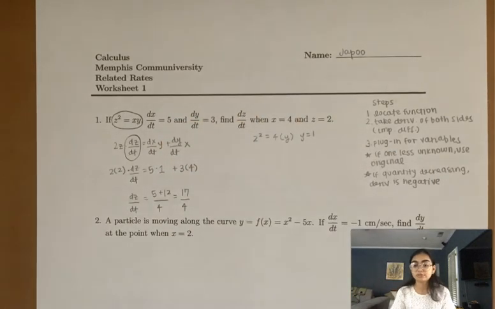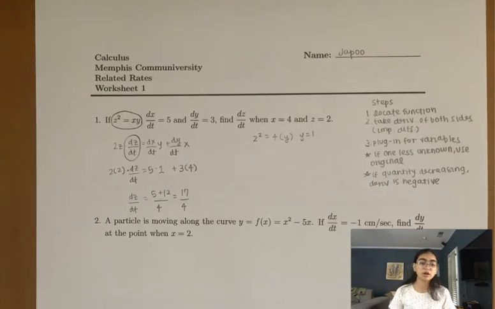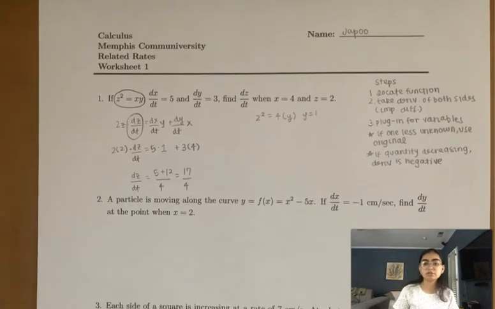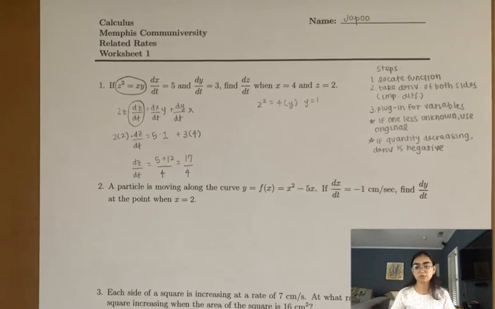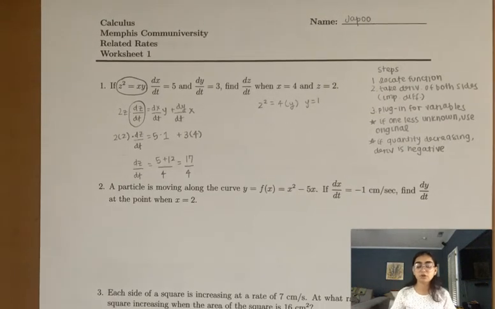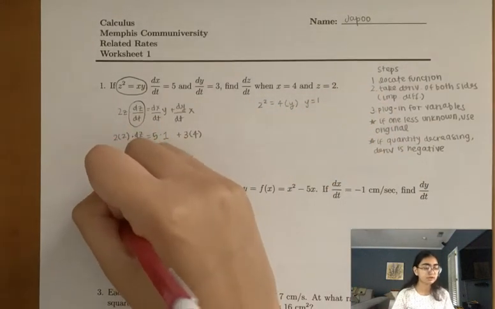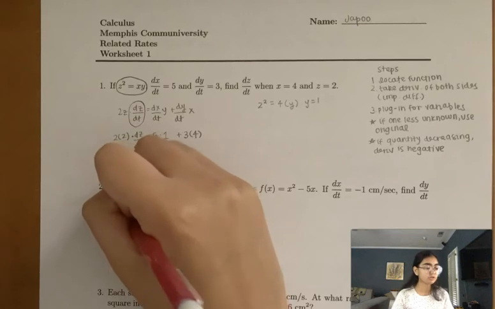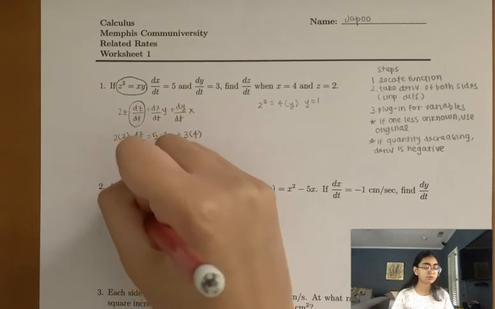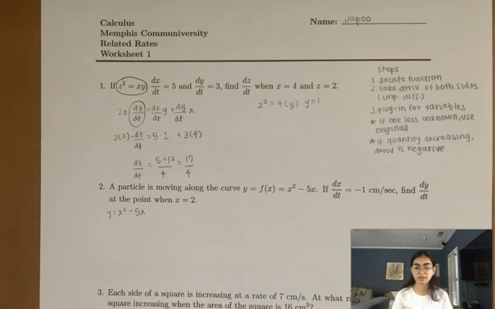All right, so that's it for the first problem. As you can see, the steps are pretty clear once you understand what they mean, and you can approach all related rates problems exactly like this. So for our next one, we are going to follow the same kind of steps. We're first going to locate our function, which here is y equals x squared minus 5. We're given that function. And then we're going to take the derivative.